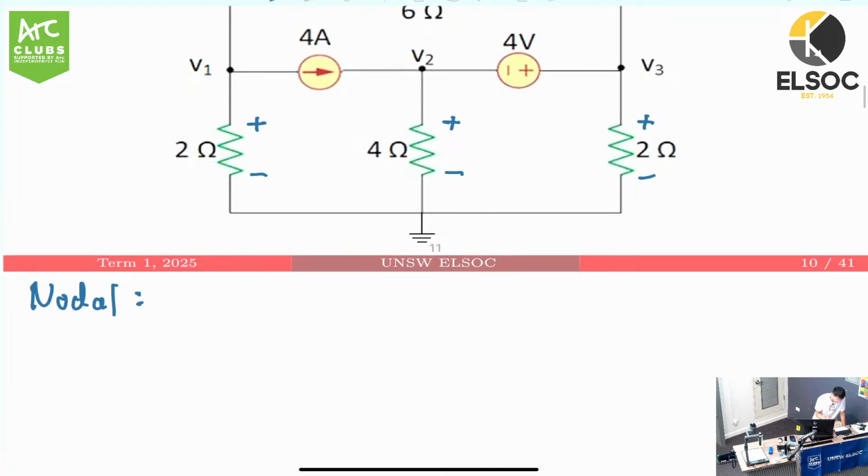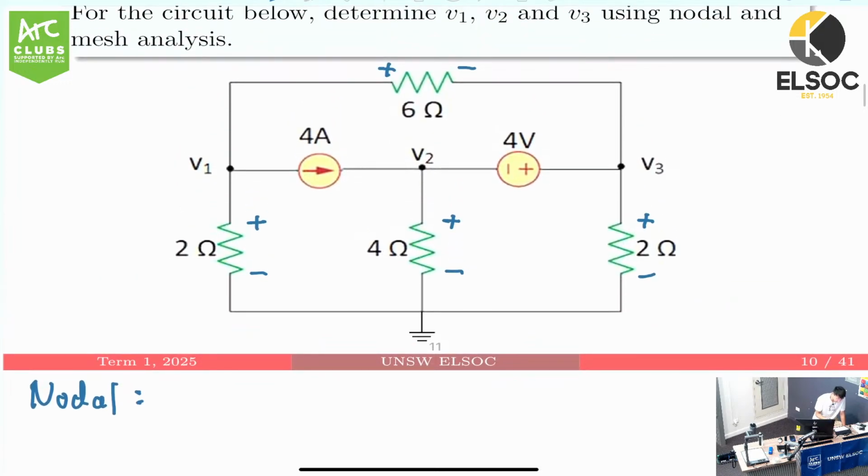Now, the next step we have to do is label all our nodes. Right now, we have the ground node at the bottom, which is 0 volts. And we have 3 unknown nodes. We have V1 here, V2 here, and V3 here. And we've already labeled them, so we're given V1 and V2, V3 you have to find.